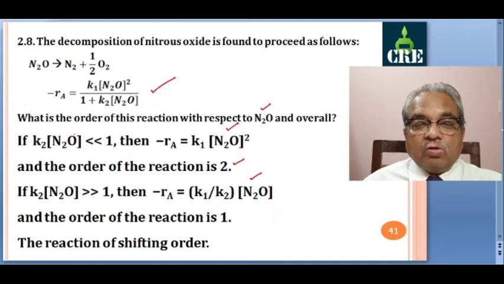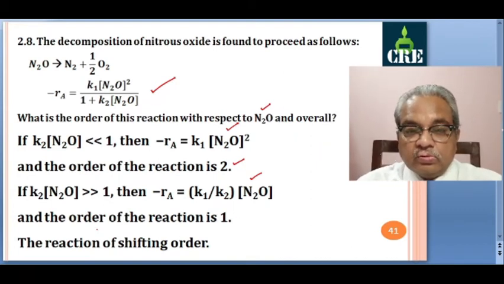So what is the order of reaction with respect to nitrous oxide? You can write it as a reaction of shifting order. Reaction order shifts from high concentration to low concentration of nitrous oxide, from 1 to 2. Overall order will also be changing, so overall order will be between 1 and 2. It depends at what time, at what concentration you are observing.